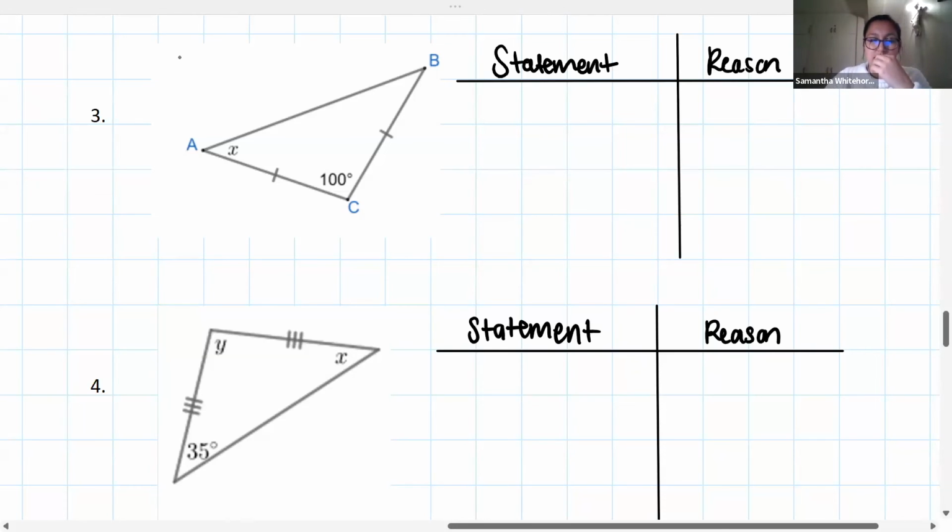Please also, I didn't actually ask this, but please number your answer. So please say 3 and then x equals, and then 4, x equals 4, y equals. Just so that we don't get confused with the x's.